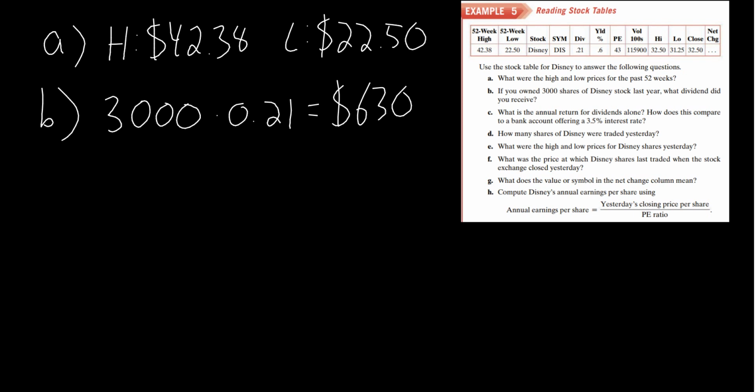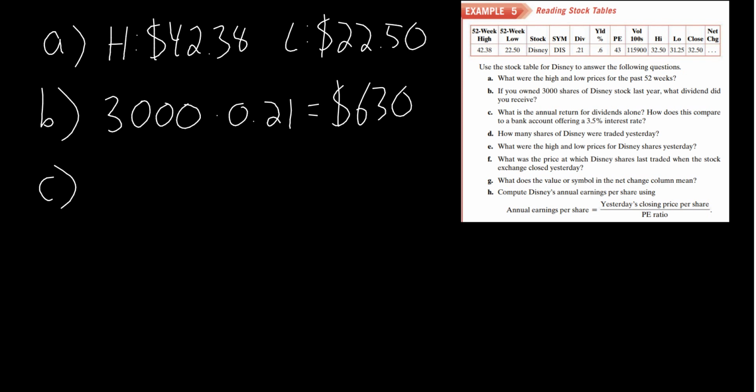And it is, except for the fact that to own 3,000 shares of Disney, let's just say at the closing price here, 32.50, you would need a whopping $97,500. I don't know, I mean, I guess we all should own 3,000 shares of Disney. But yeah, if we have $97,000 to put into Disney, we get 630 of it back in the form of dividends. But that's not including if the stock rises, and that actually segues into C.